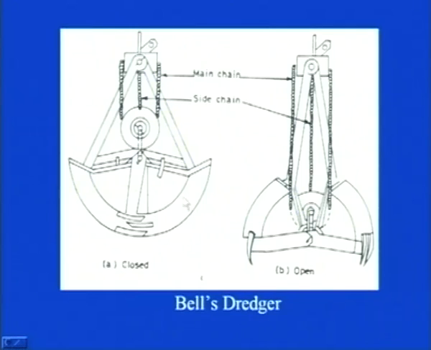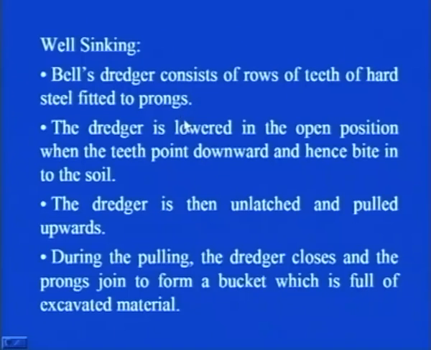You can see here a typical view of Bell's dredger. Here it is in closed position and here it is in open position. Main chain and side chain are shown in this figure. This is just a schematic diagram of Bell's dredger. How it works, we will see in these points. Bell's dredger consists of rows of teeth of hard steel fitted to prongs. The dredger is lowered in the open position when the teeth point downward and hence bite into the soil.